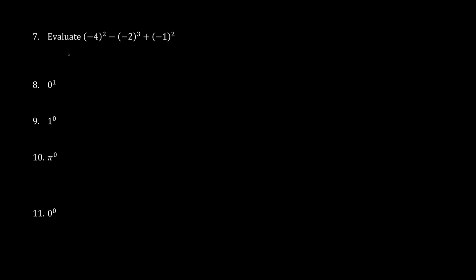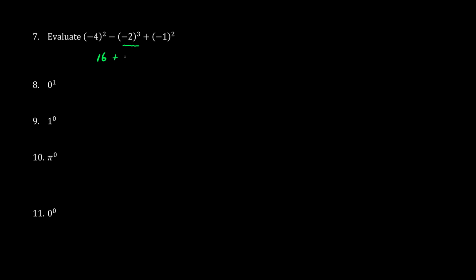Now for question number 7, let's evaluate. Negative 4 squared, which becomes negative 4 times negative 4, which is 16. And we have a minus, and we have another negative 2 cubed. Now, when we're focusing on BEDMAS, we should do exponents first. What is negative 2 times negative 2 times negative 2? 3 negatives become negative for this term, but we have another negative here. So a negative and a negative makes a positive.